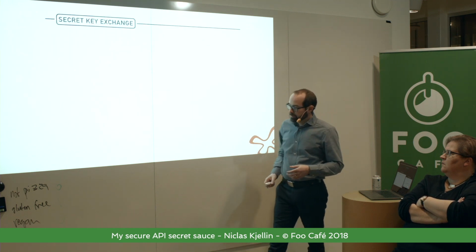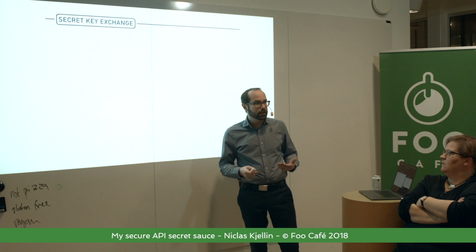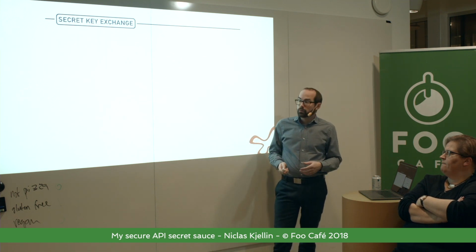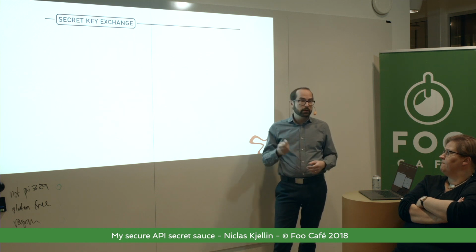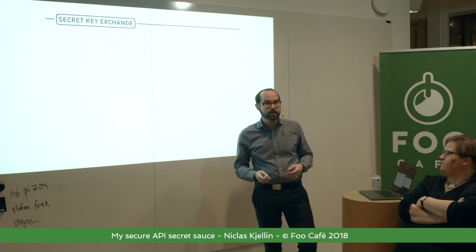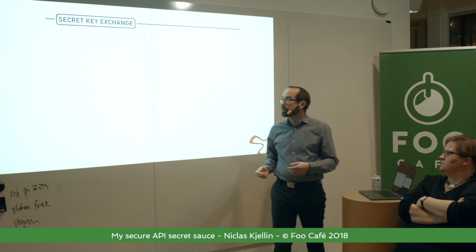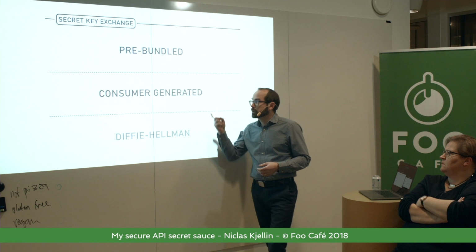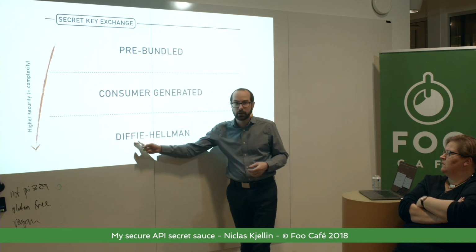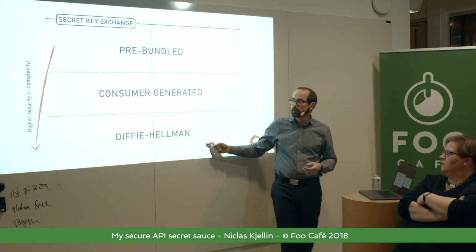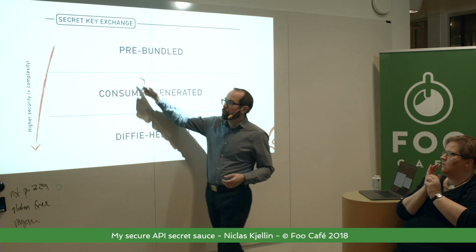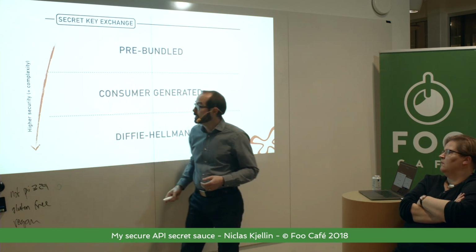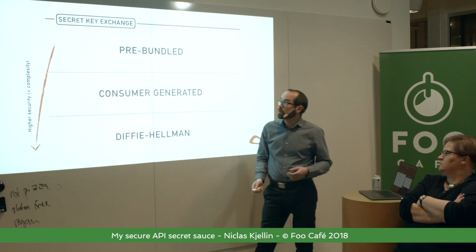So, of course, we need to exchange this secret key somehow, usually, for different reasons. We need to agree between the server and the client that this is a secret key. And there are many different ways of doing that. One we call pre-bundled, and they can be consumer generated, and then we have this Diffie-Hellman thing down here. And they kind of become more secure further down, but they also become more complex. And they have their own negative sides as well, of course.